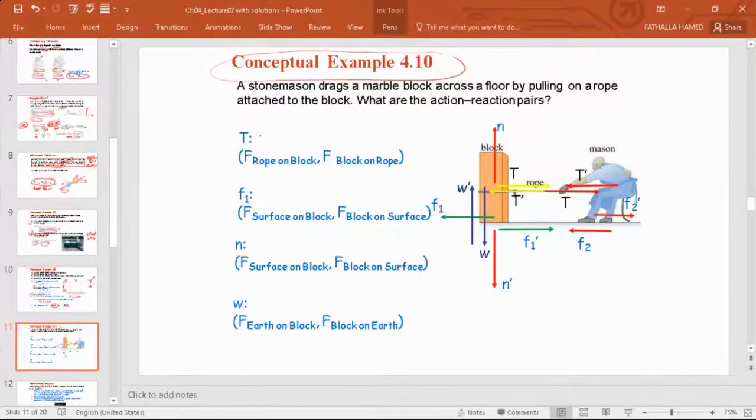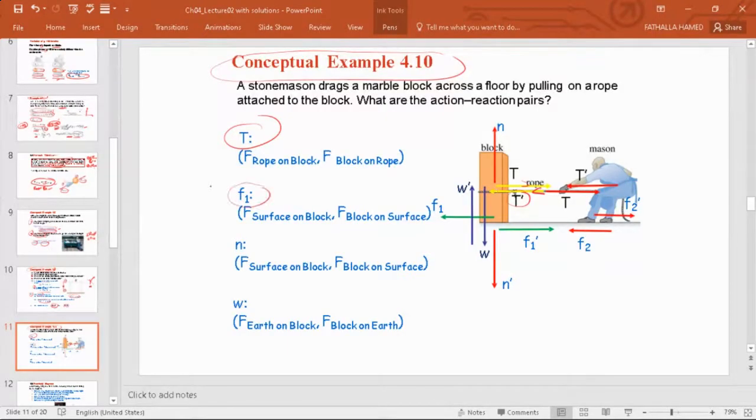So you can look at the tension in the rope. Remember, ropes always pull. You know that ropes are flexible, so they cannot push, they always pull. So if you look at the block here, the rope is pulling on the block. And in this case, we can say that the block is pulling on the rope with T prime.